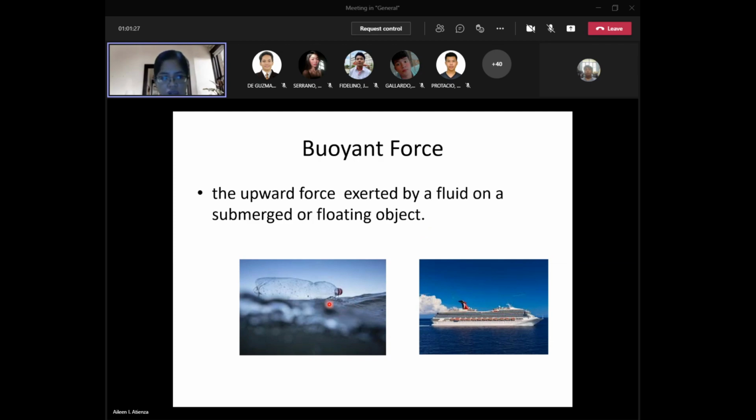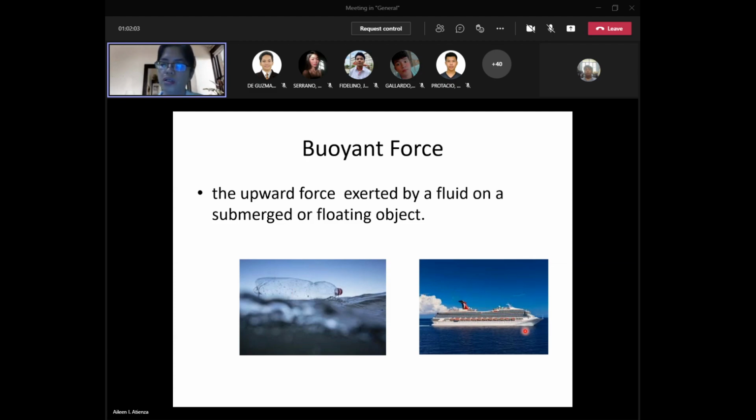So since this one, ma'am, for example, you have a bottle container submerged on top, somehow dun sa body of water. So this one, actually the contacting surfaces, to be particular, the body of water is exerting an upward force, a resistive upward force, para hindi mag-submerge yung bottle. That's why it stays on top of the water.